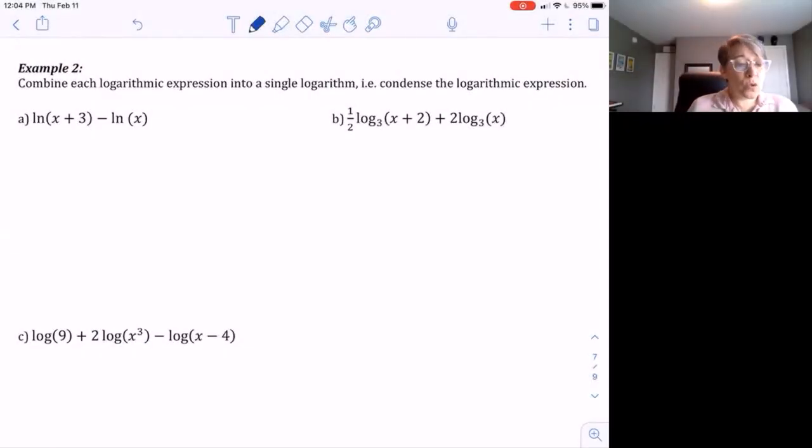Now in these next two or three, they want us to combine these logarithms, condense them using the properties, because the properties go in both ways. This is very important when you're trying to solve a logarithm equation. You want to get it down to one logarithm. So this is a good practice.